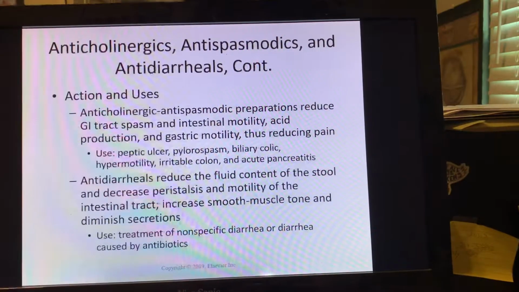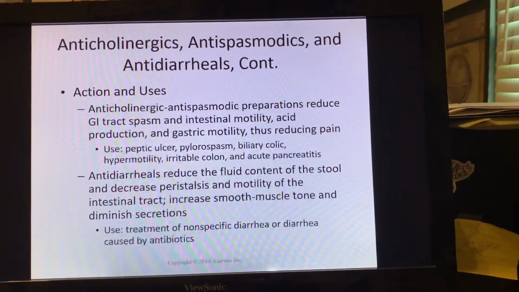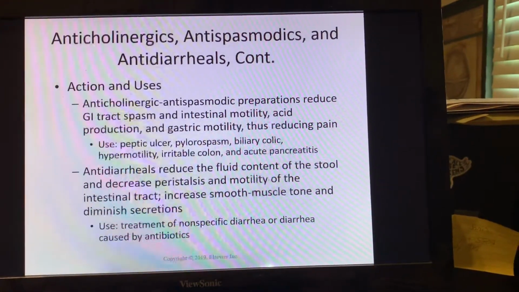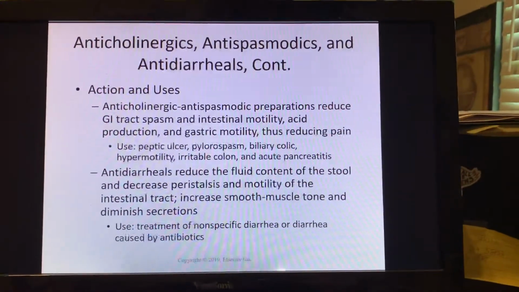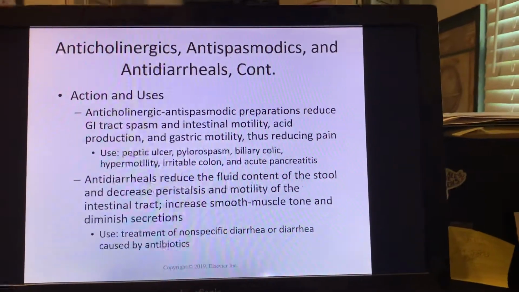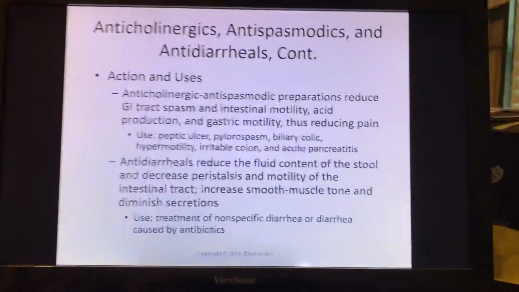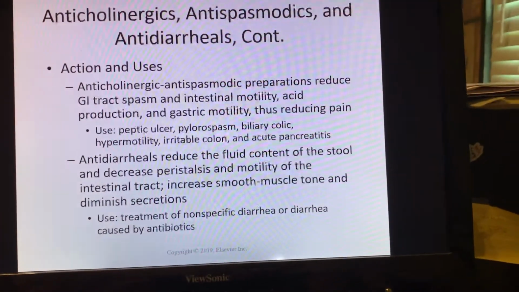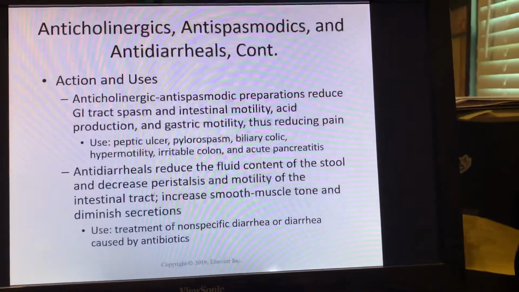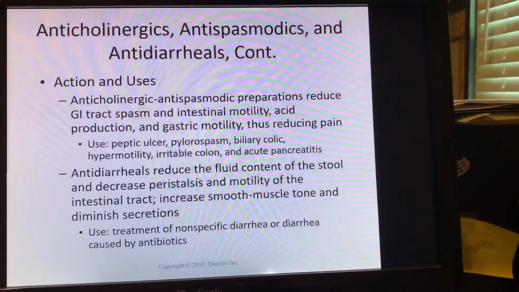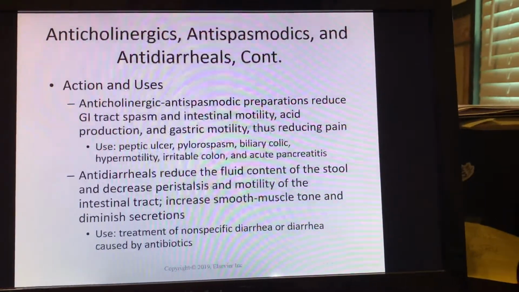So these are used for people who have ulcers of the GI tract, pylorospasm, where you've got the pyloric sphincter cramping up, biliary colic, which is the official name of the pain you get when your gallbladder is not working right, or your pancreas, hypermotility, irritable colon, and acute pancreatitis.